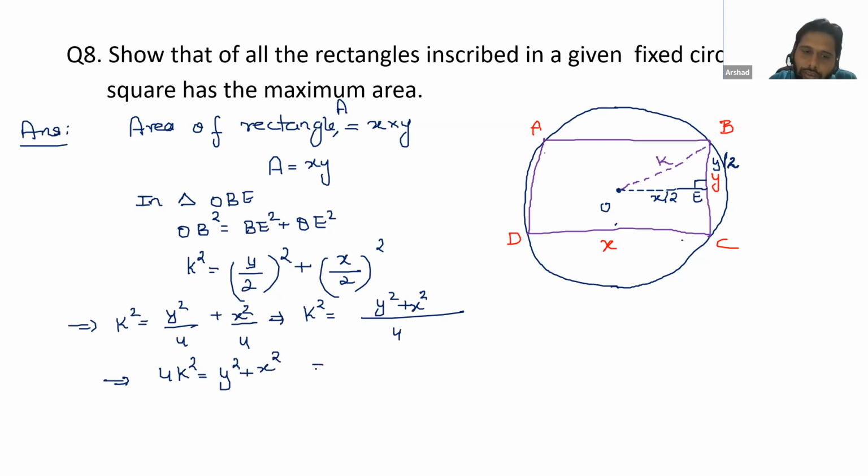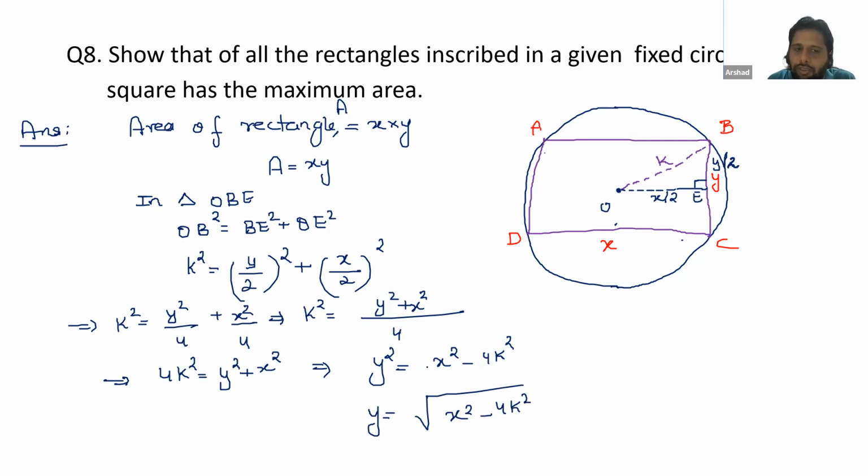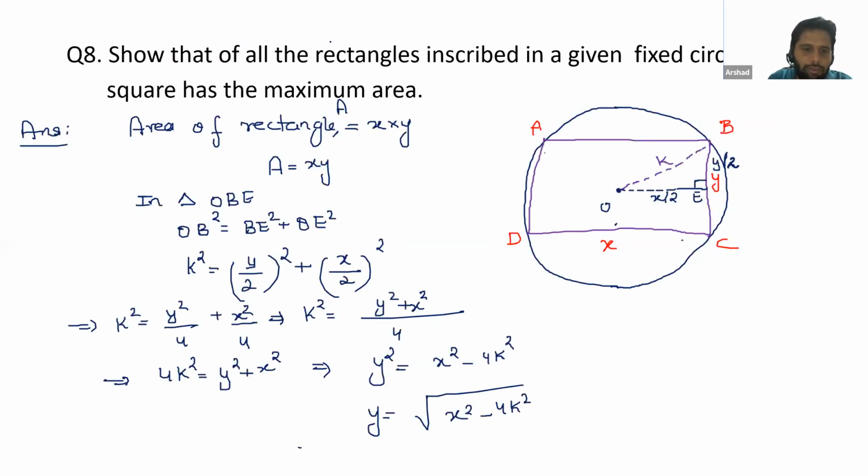So we can take out one variable. For example, here we can say y square is equal to 4k square minus x square, and y is equal to under root of 4k square minus x square. So we get this y. Now we have the area. Area is equal to x into y. So area is equal to x into under root of the value of y we get here. Just give me a minute. I have made a mistake here.